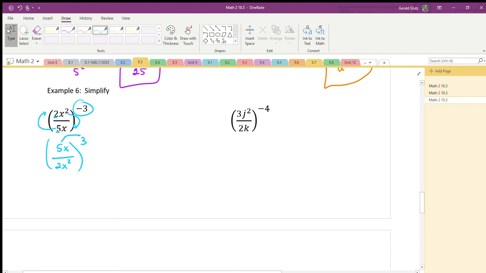So everything inside of the parentheses gets that exponent. So remember, don't forget the numbers. A lot of people forget those numbers. So 5 to the 3 times x to the 3 divided by 2 to the 3 times x squared to the 3. So 5 to the 3rd is 125. x cubed divided by 2 to the 3rd is 8. x squared to the 3rd power will be x to the 6th.